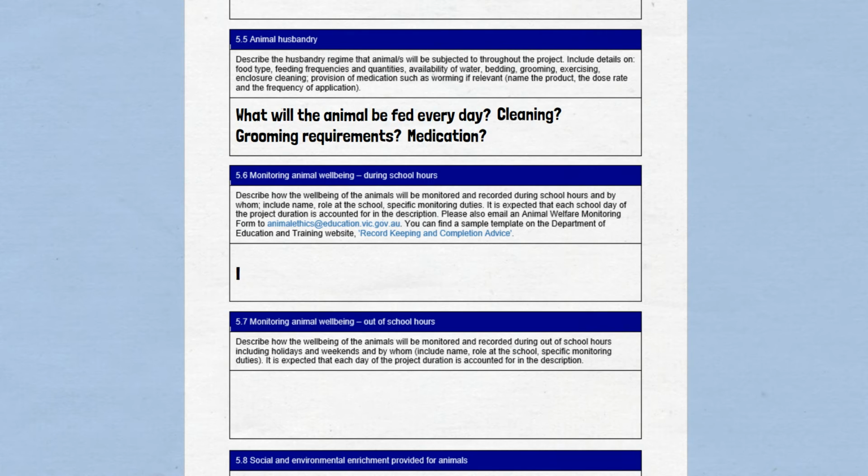A staff member should be responsible for monitoring the well-being of the animal during school hours. You must have a backup person if the allocated staff member is absent. The details of these staff members and their responsibilities must be provided. The sample monitoring form is useful to monitor eating, toileting, weekly weight, and symptoms of illness.